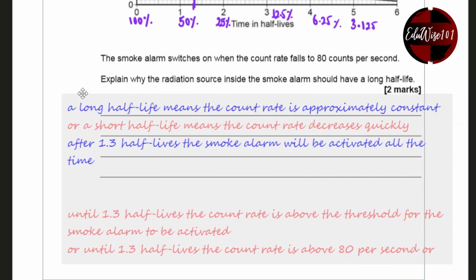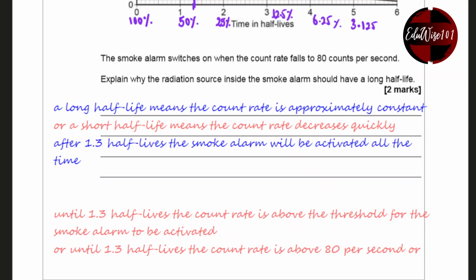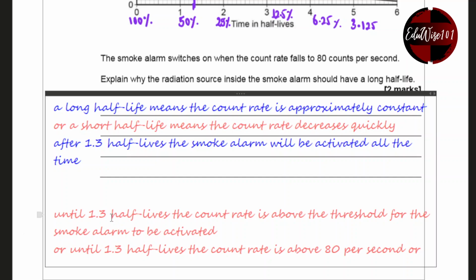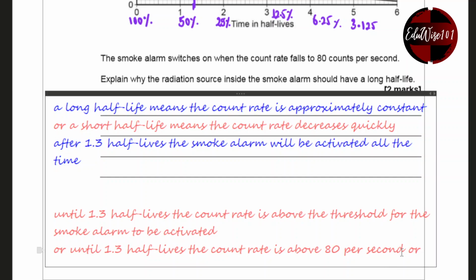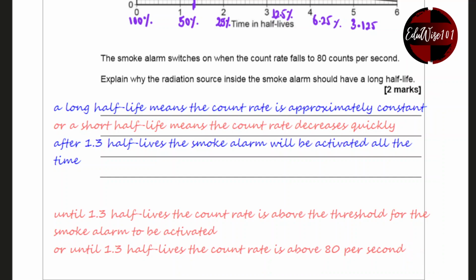So a long half-life means the count rate is approximately constant or at a steady level. Or you could say a short half-life means the count rate decreases quickly. So after 1.3 half-lives, the smoke alarm will be activated all the time. Or you could say until 1.3 half-lives, the count rate is above the threshold for the smoke alarm to be activated. Or until 1.3 half-lives, the count rate is above 80 counts per second. I think these 2 bullet points will give you the 2 marks. Next question.